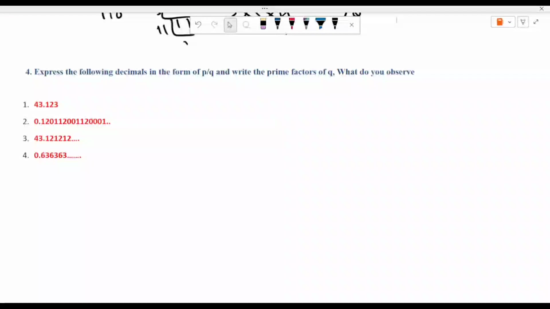In the third question they have given the fraction in p by q form, and we were asked to write in decimals. Now they are given in decimal and they are asking to write in p by q form. Okay, so now how can you write this? Let us take the first question.